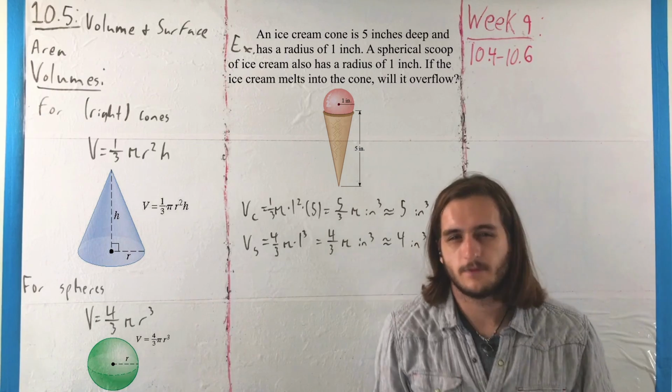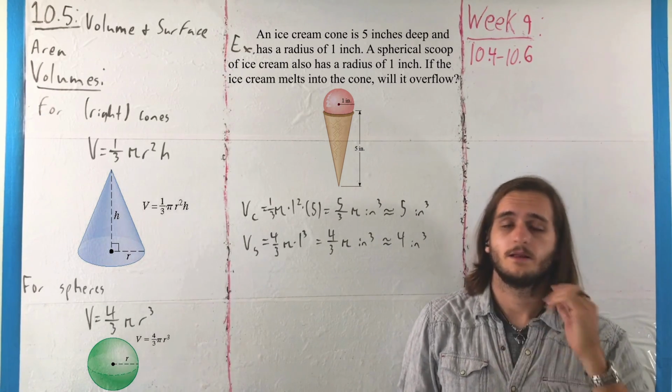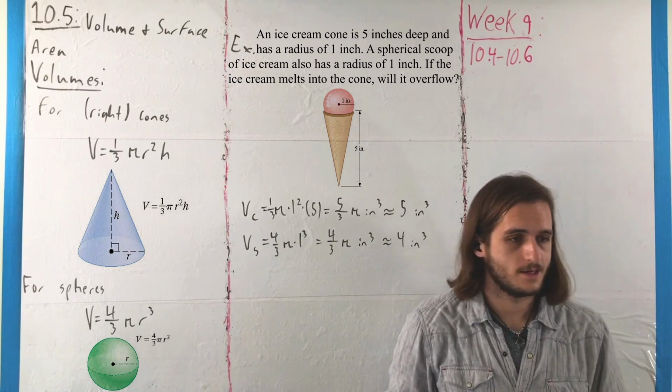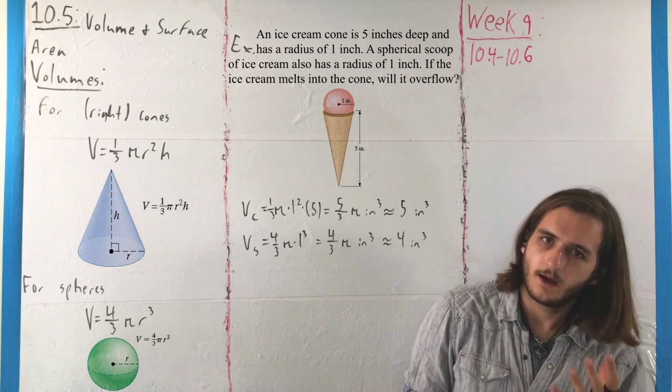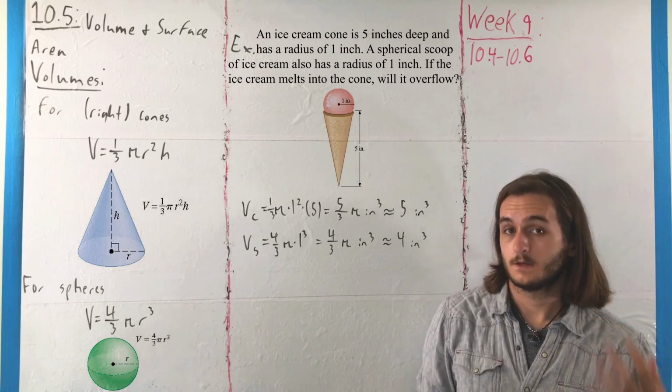So that's about all we have here for our basic volumes. Let's finish this section looking at the cousin, as it were, of volumes, surface areas.